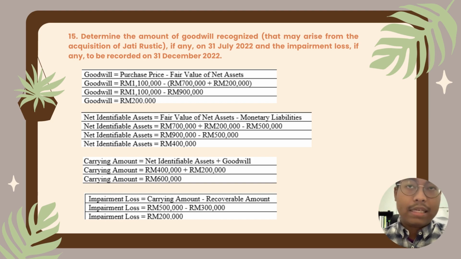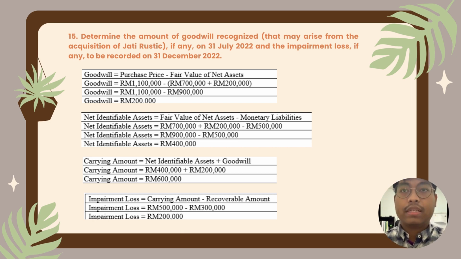Next is to calculate the net identifiable assets, which we need to take the fair value of the net assets minus the monetary liabilities. So the fair value of the net assets, as I said, is 900,000. We need to minus the monetary liabilities, which is 500,000. So we will get the answer, which is 400 thousand ringgit.